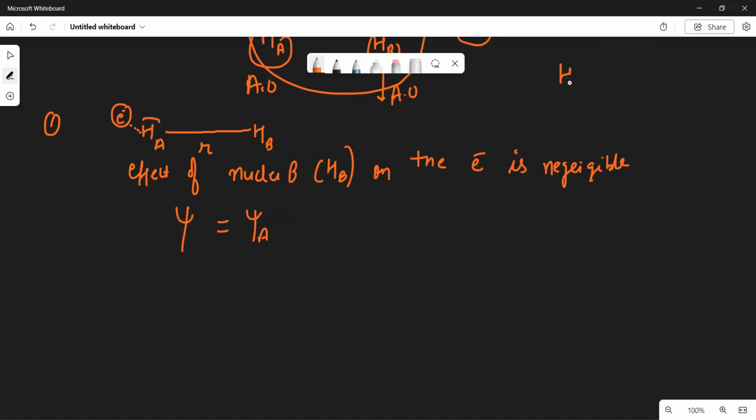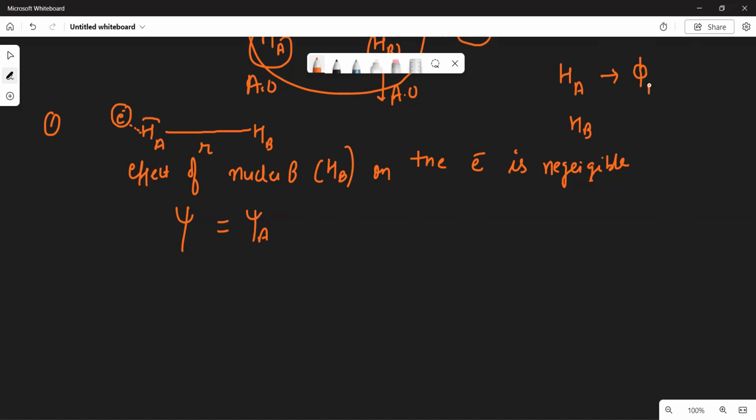Here we have two hydrogen atoms in the molecular ion, denoted by HA and HB. Both atoms are the same, both are hydrogen atoms. I am writing A and B just to differentiate the two nuclei. And the wave function, I'm representing the wave function of the atomic orbital by psi.